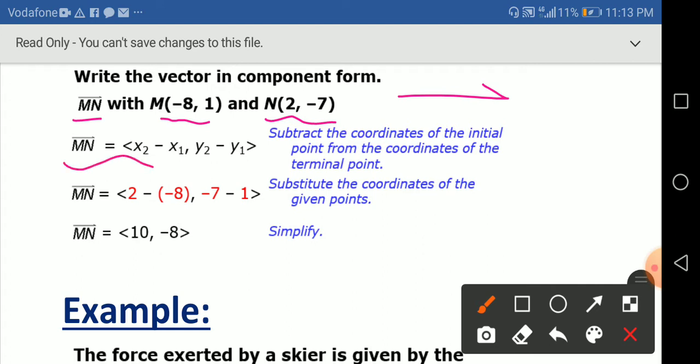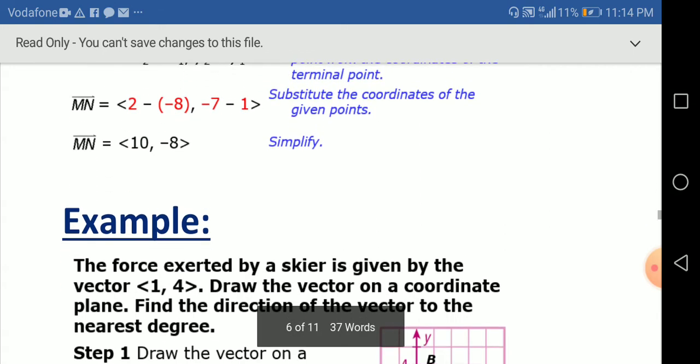This is very easy. So x sub 2 minus x sub 1; x sub 2 is 2. Always we can write this to make it easier for us: this is x sub 1, y sub 1, x sub 2, y sub 2. So x sub 2 minus x sub 1: 2 minus negative 8, and negative 7 minus 1. 2 minus negative 8, 2 plus 8 gives me 10, negative 7 minus 1 gives me negative 8. So this is the answer, and very easy.